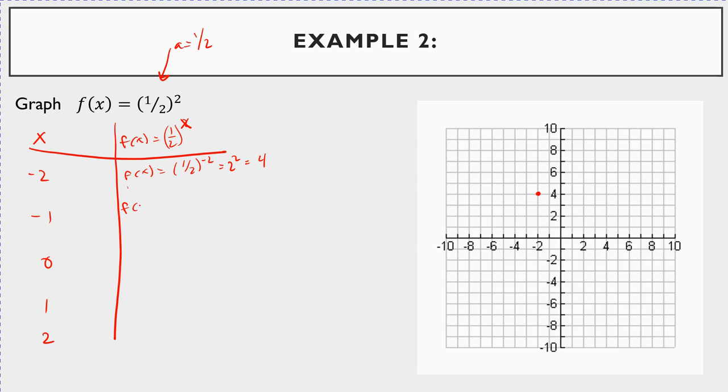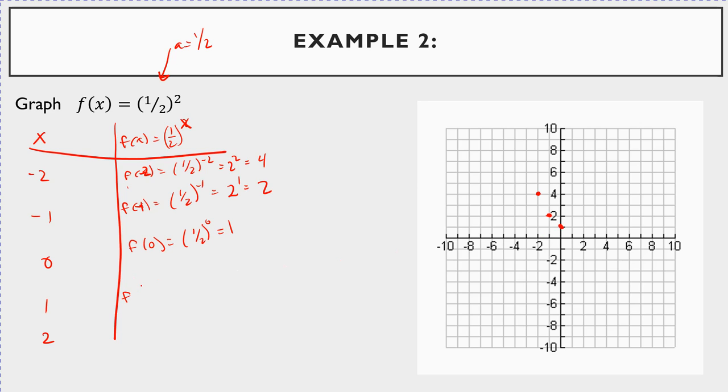Same thing with -1. So my next test point would be -1, 2. And you can see how this is looking. So I plugged in -2, -1. Now I plug in 0. Anything to the 0 power is 1, so you get 0, 1.